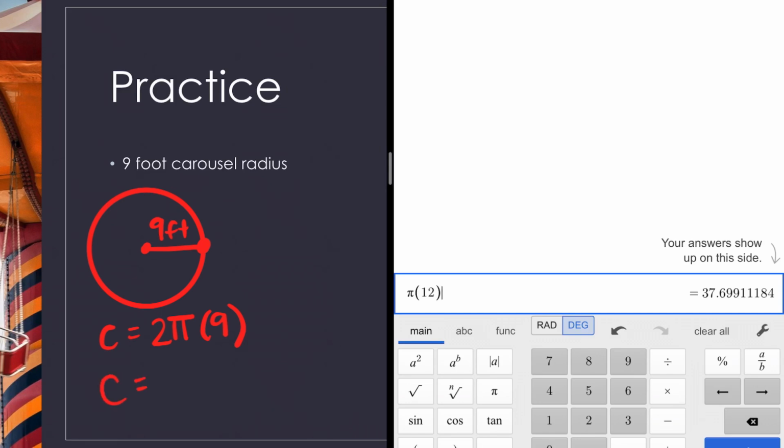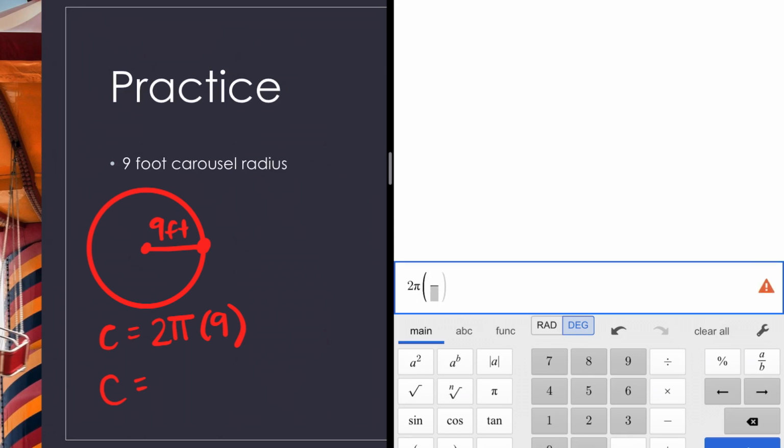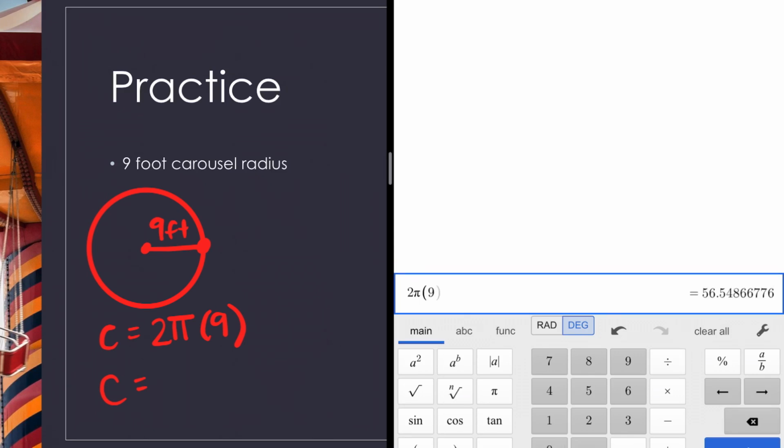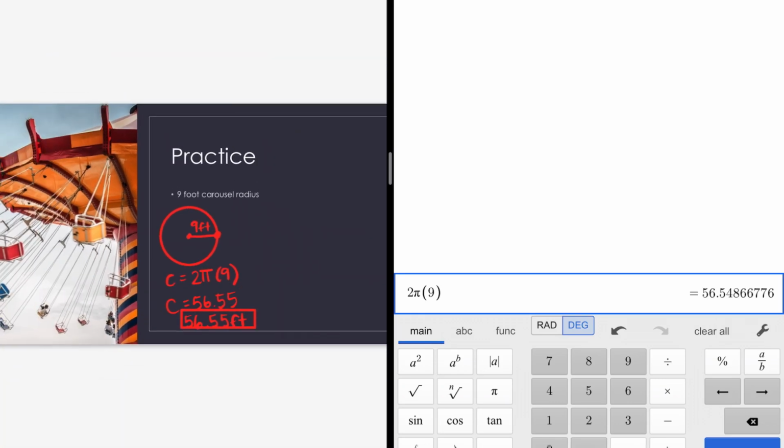So C equals, let's see, 2 pi 9. Oh, that's not the right button. 9. Which is 56.55, we'll say, because we're rounding to the nearest hundredth. To 2 decimal points, and then because it's in feet, it would be 56.55 feet. And really that's all circumference is: can you recognize what the radius or the diameter is and just plug it in. So let's do one more.